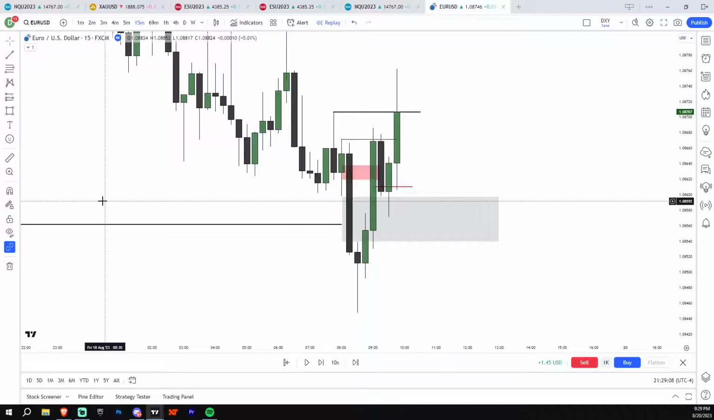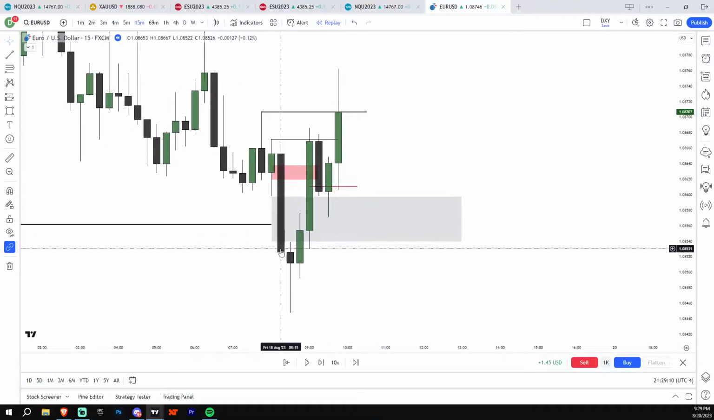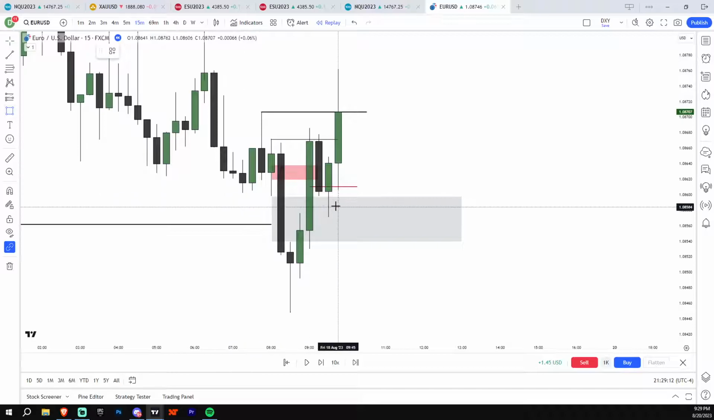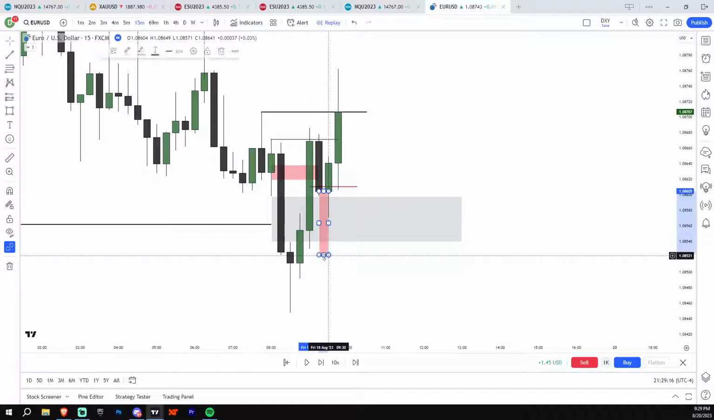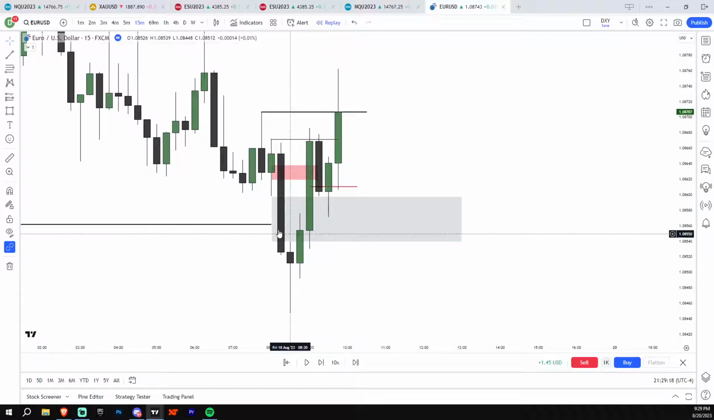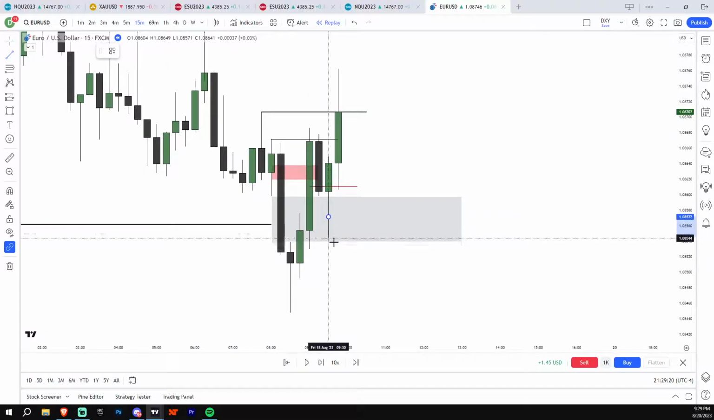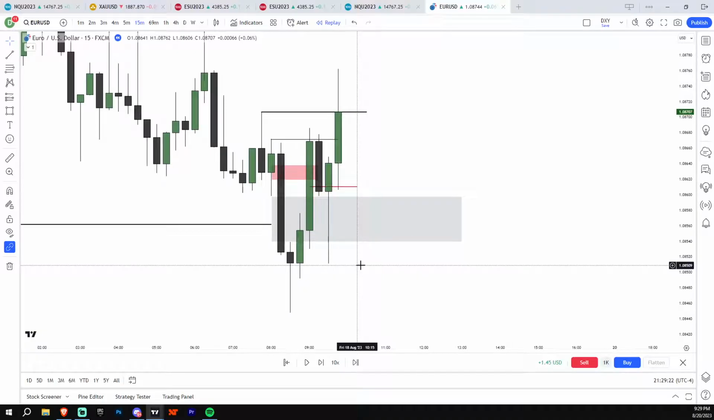Where do you put the stop loss? I put a stop loss if we close back under. So if this candle went all the way down and closed right here, I would get out. If it wicks under, that's completely fine, right? If it wicks like this, I'm not getting out. I'm holding.